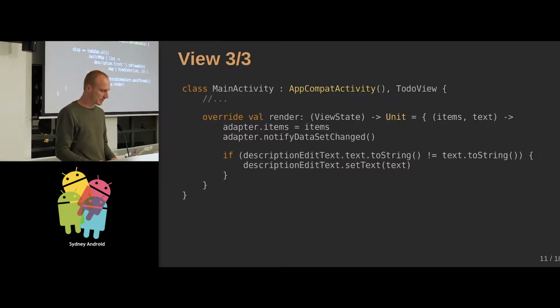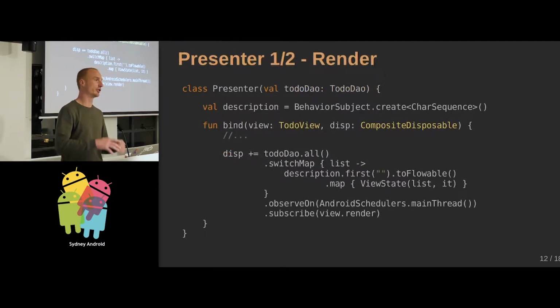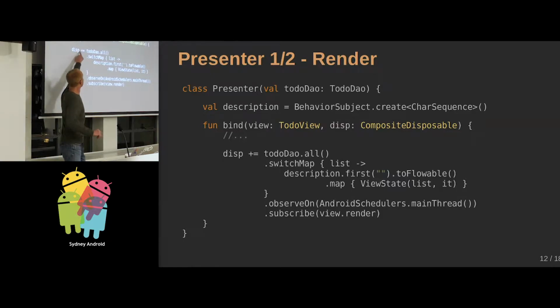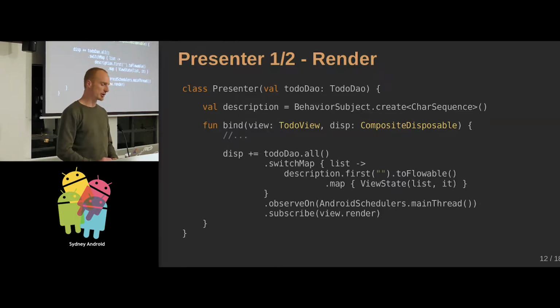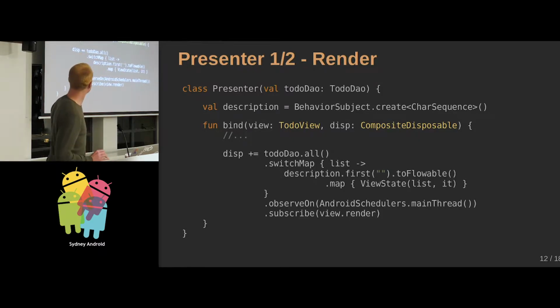Then let's look at the presenter. So here we're basically subscribing to the to-do DAO. So this observes the current list of to-do items. You can see this line here gets the list of to-do items. Then we switch map and we retrieve the current text of the description. And the description is actually coming from the behavior subject, which is on the second line. We'll talk a bit about that later.